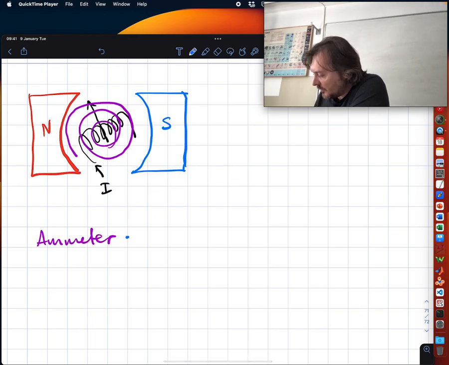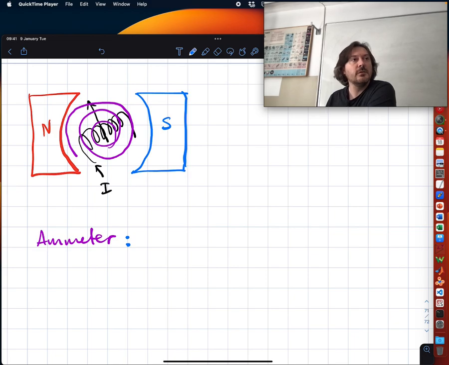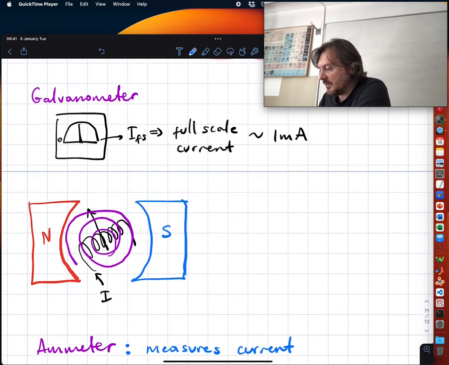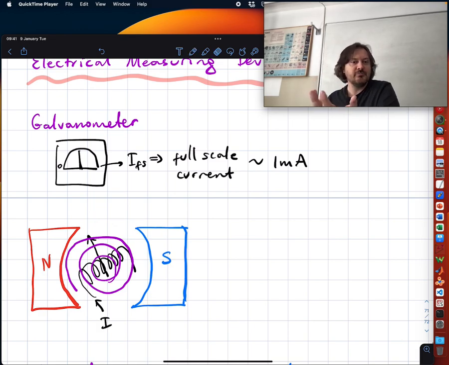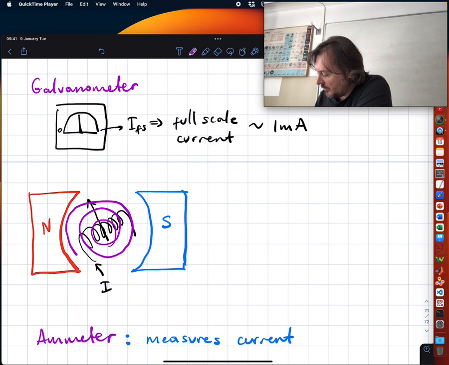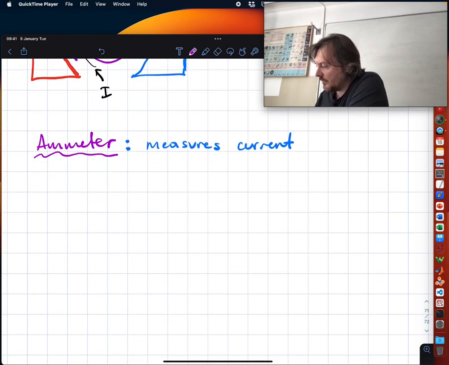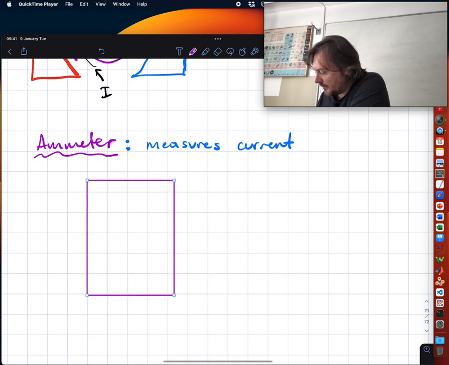What does ammeter measure? Which is current. It measures current, right? You might ask me, isn't it just galvanometer? Doesn't it measure current? Why do we need ammeter? Well, galvanometer measures up to 1 milliamperes, let's say. But ammeter can be designed to measure anything, really. So let's say this is my ammeter.